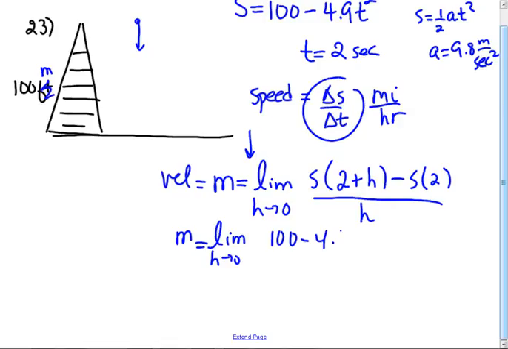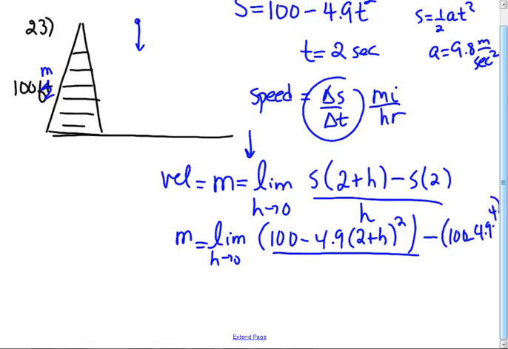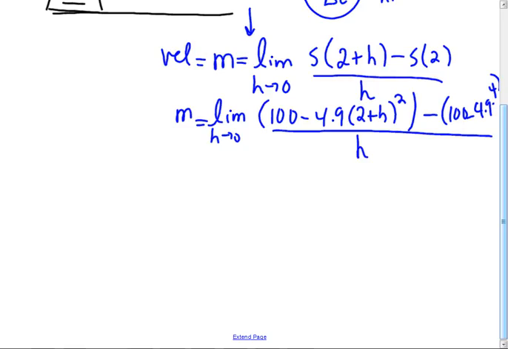minus 4.9, 2 plus h squared, minus S of 2, which is 100 minus 4.9 times 4. Sorry. All over h. So yes, you do need me to do the math. You can't multiply it on the very top, go S, 2S. No, it isn't 2S, it's function notation. It's F of... Oh, well. So I start over here this time. I might not run out of space.